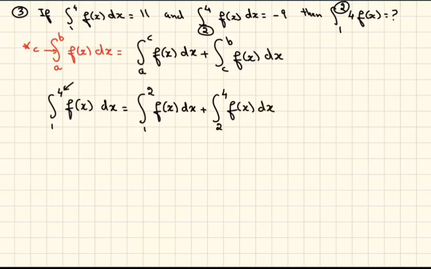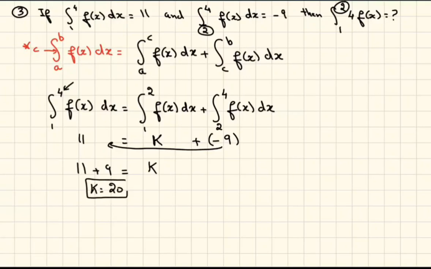Now let's substitute what we have. The first one is given to us 11. From 1 to 2 is the one we need to find. So if you want to call it k, you can. Plus integral from 2 to 4 is negative 9. So to find k, basically, you need to move the negative 9 to the other side. You get 11 plus 9. And k is equal to 20. Now when I say k equals to 20, it means the integral from 1 to 2 of f of x dx equals 20. But now they're not asking for this.